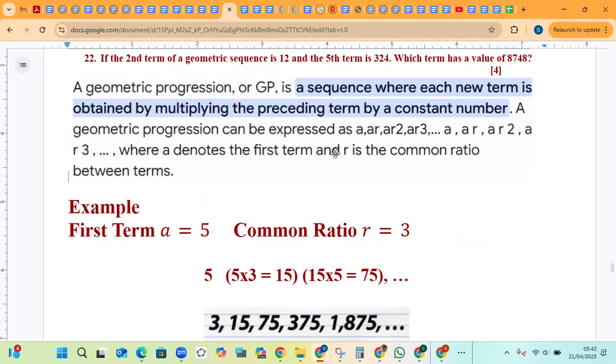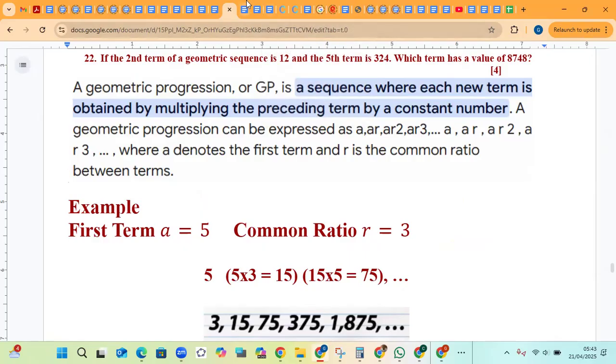Example: the first term a is equal to 5, and you have a common ratio of 3, so you multiply by 3 all the time. You start with 5, and to get the second term, 5 times 3 is 15, and then 15 times 3 is 45, and so on. Here is another example. The first term is 3, and the common ratio is 5. So 3, times 5 is 15, times 5 is 75, times 5 is 375, times 5 is 1,875, and so forth.